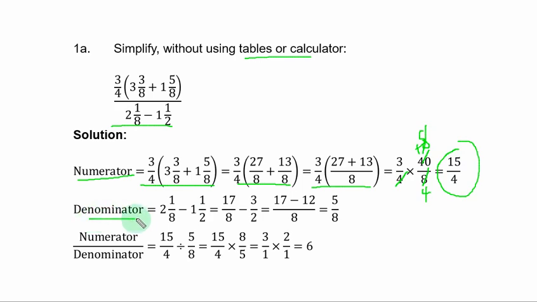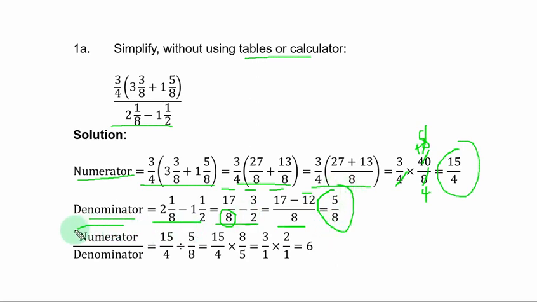Take the denominator. You have it in this form. Convert the mixed fractions to improper fractions. You have this result. What you have is fraction subtraction. You find the LCM of 8 and 2, that is 8. If you divide 8 by 8, you have 1 times 17 is 17. Divide 8 by 2 is 4. 4 times 3 is 12. If you subtract, you have 5 over 8.